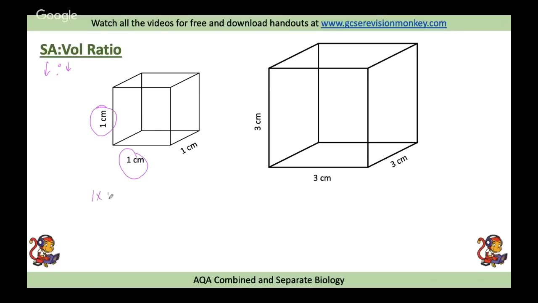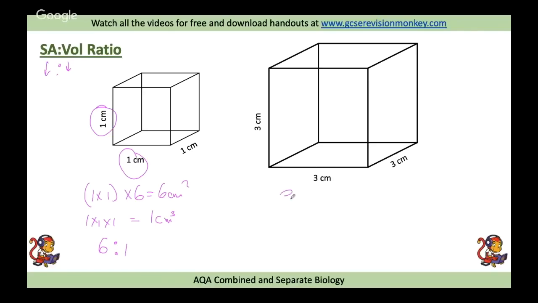So this one would be 1 times 1 and then multiplied by 6, and that would give us a surface area of 6. And the volume, length times width times depth, so 1 times 1 times 1 will give us a volume of 1 centimetres cubed, and obviously that was centimetres squared. So that would give us a ratio of surface area of 6 to 1 volume. And you may need to do this in biology or later on in chemistry or physics, so it's a skill that we need to know.